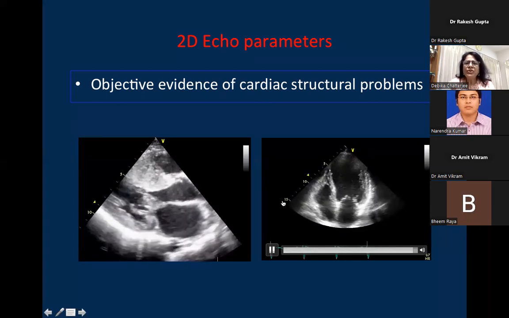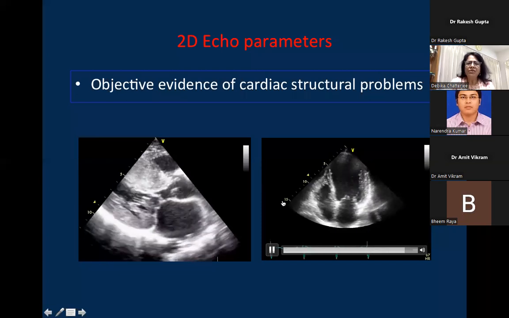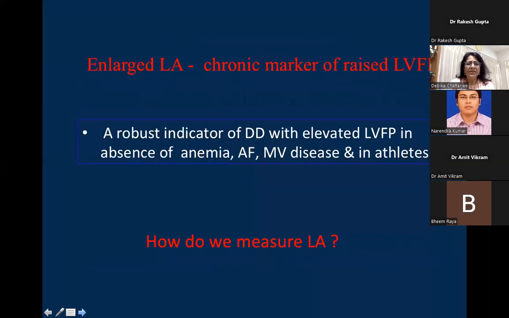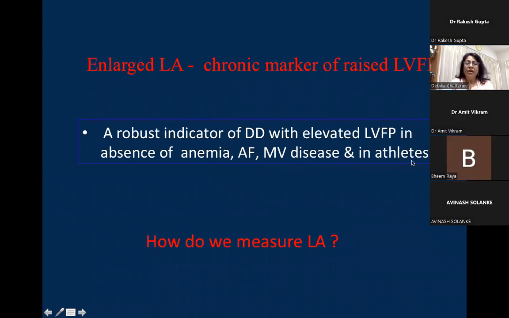But the most important two-dimensional echo parameter, which we should look for while assessing the diastolic dysfunction, is an enlarged LA. It is a robust indicator of diastolic dysfunction with elevated LV filling pressure, and of course, in absence of anemia, atrial fibrillation, mitral valve disease, where even in absence of diastolic dysfunction, we'll get enlargement of LA. Now, the question is, how do we measure left atrium?